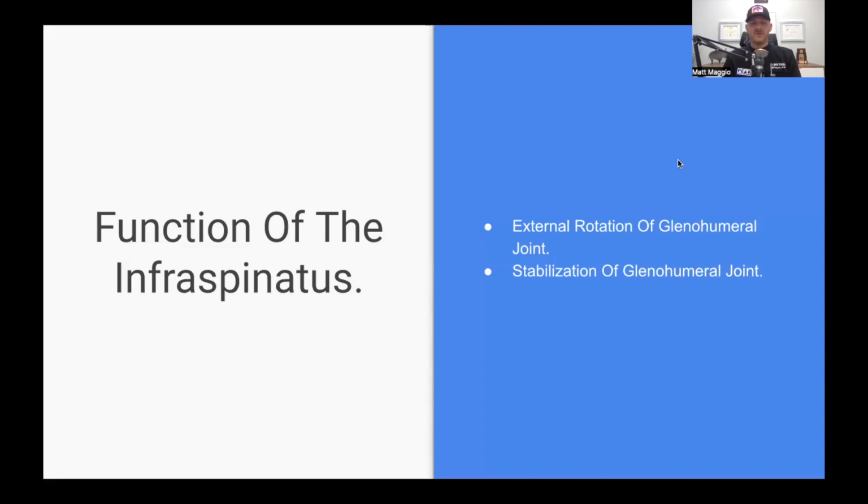So, what is the function of the infraspinatus? Most classically, it's known as an external rotator of the glenohumeral joint. If you don't know what the glenohumeral joint is, it is the shoulder, basically external rotation. That's what most people think that it does. It's one of the muscles of the rotator cuff.